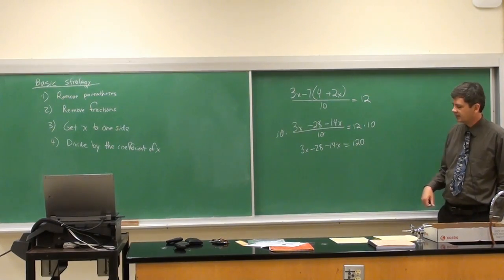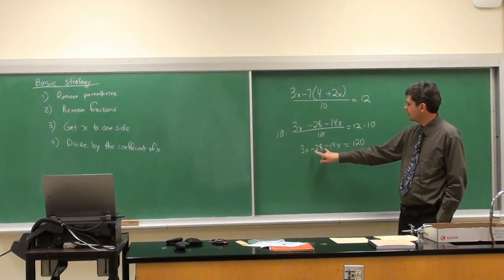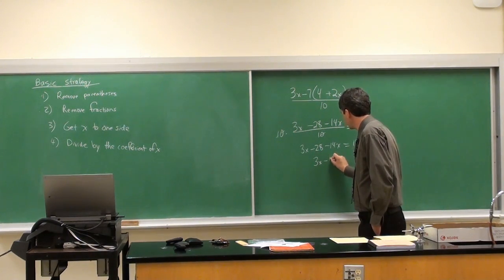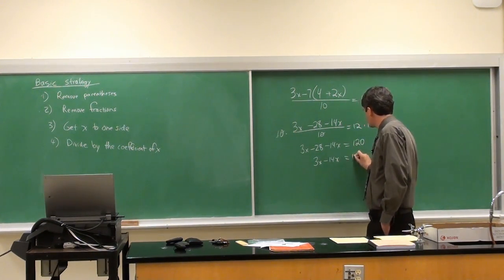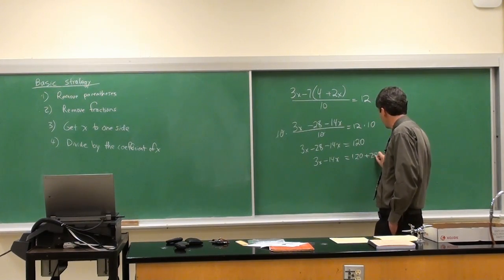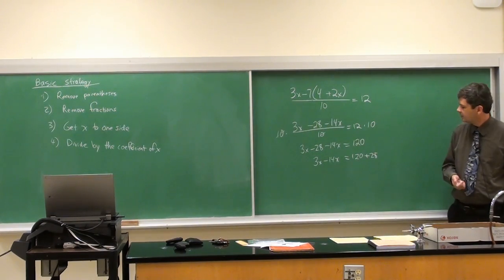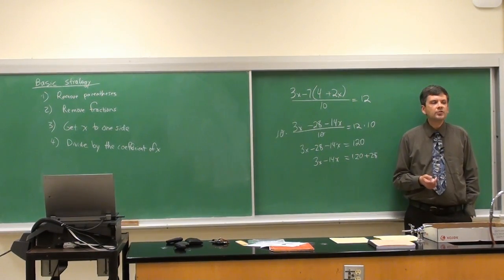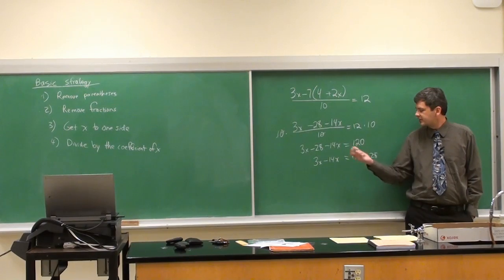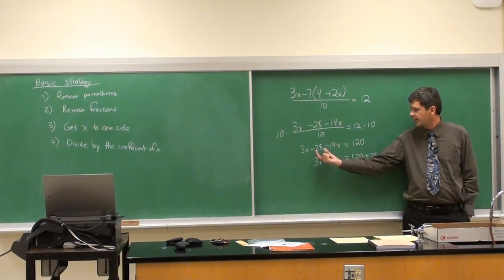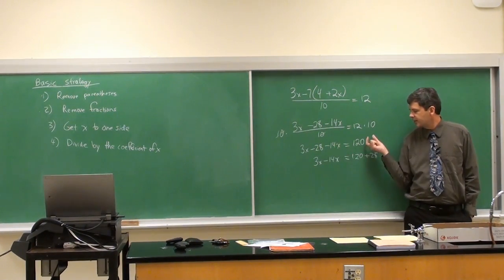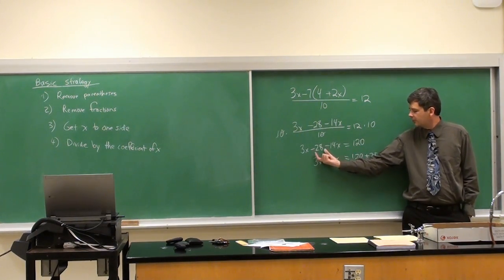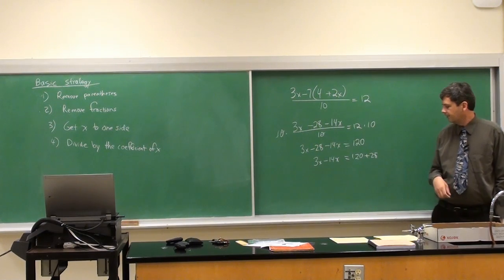Actually, let me do that technique here. So I'm going to take this minus 28 and move it to the other side. I've got 3x minus 14x equals 120 plus 28. Does that shortcut make sense? I'm saying you're doing the same thing. You're just adding 28 to both sides. So I could say plus 28 and then cancel these out. But another way of thinking about that is that you're moving it to the other side. It becomes a plus 28.